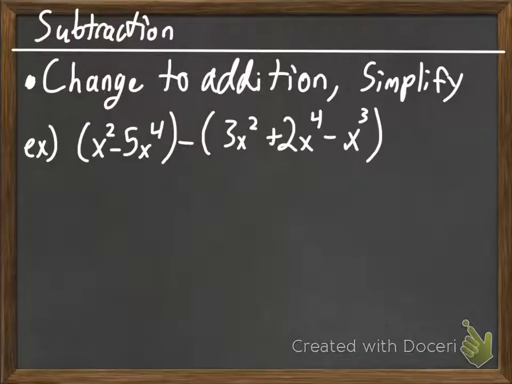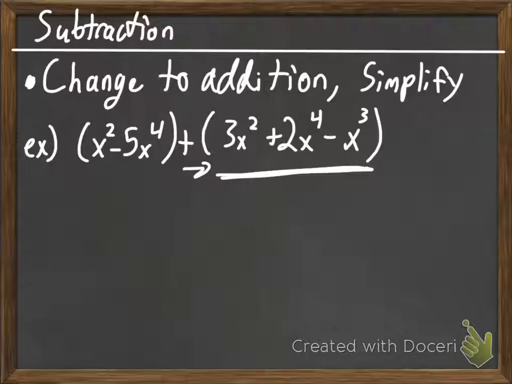So we have, in parentheses, x squared minus 5x to the fourth, minus, parentheses, 3x squared plus 2x to the fourth minus x to the third. What I'm going to do is change this minus sign to a plus sign, and I can't just do that. I can't just change it and say, okay, let's go. When I change this subtraction to a plus, I have to change the signs of everything after our subtraction. So everything to the right in parentheses I'm going to change.